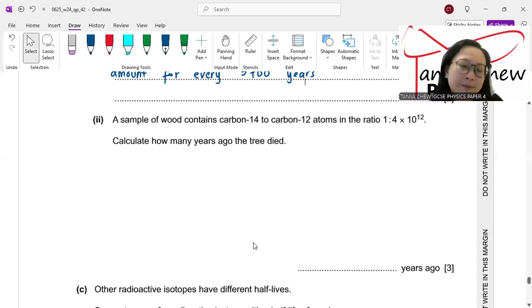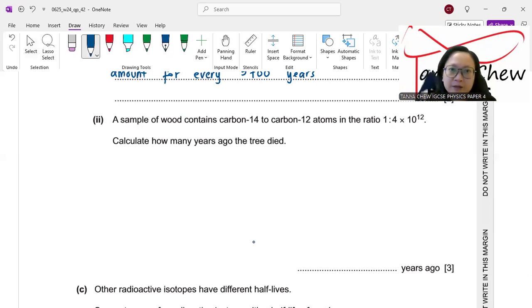Now, the second part, a sample of wood contains carbon-14 to carbon-12 atoms in the ratio of 1 to 4 times 10 to the power 12. Calculate how many years ago the tree died. Wow, I don't like to calculate date stuff. I thought of a simpler way to do it. I'm not good at memorizing all these equations. So that is why I need to have my own way of doing stuff. But if you think that this method is useful to you as well, feel free to use it. So I'm going to do it like this.